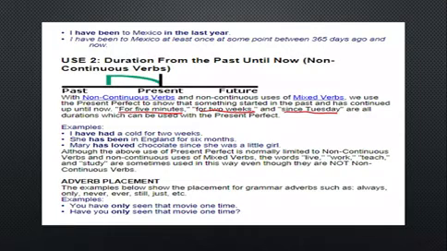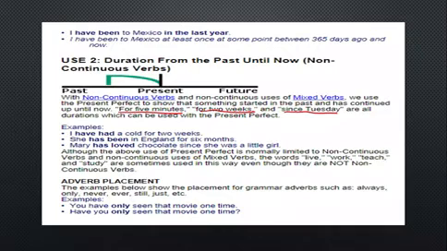O sea, hace 2 semanas puede haber sido poco menos de 14 días, ¿verdad? Pero no estoy diciendo 14 días, estoy diciendo 2 semanas. Entonces, puede haber sido que hace 13 días que la tengo, pero yo lo redondeo y digo 2 semanas. I have had a cold for 2 weeks.